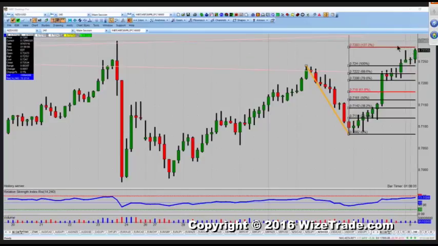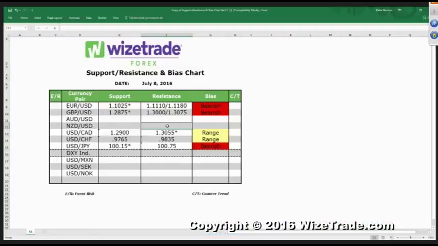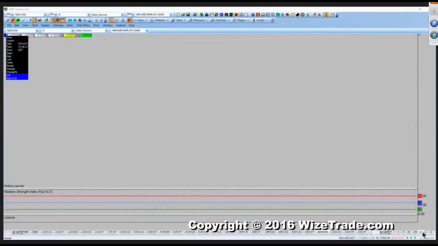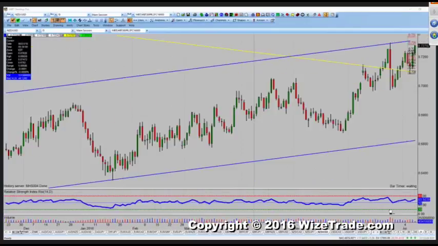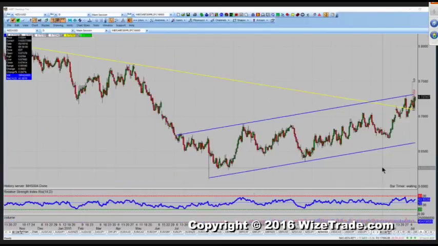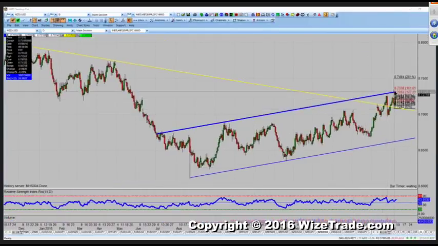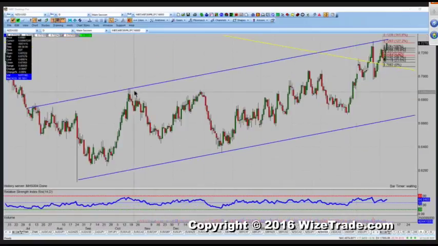Key resistance comes in at 73 cents, obviously. Also, the one thing with the Kiwi you got to keep in mind is we've been monitoring this channel. Even if we hit new highs, even if we hit 73.15, that doesn't necessarily mean it's broken out, because notice the trend line here.